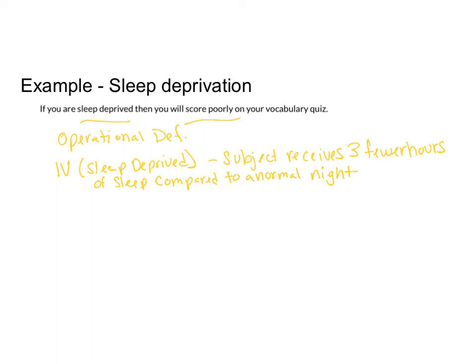So then the second part of this is going to be my dependent variable, and that's going to be my score on my vocabulary quiz, right? So now I have to look at what is this? Well, I may say my operational definition for the score is you have to score 10 points lower than average. And again, now I'm providing a definition for both. This now, again, thinking back to my original definition, tells me the exact procedures.